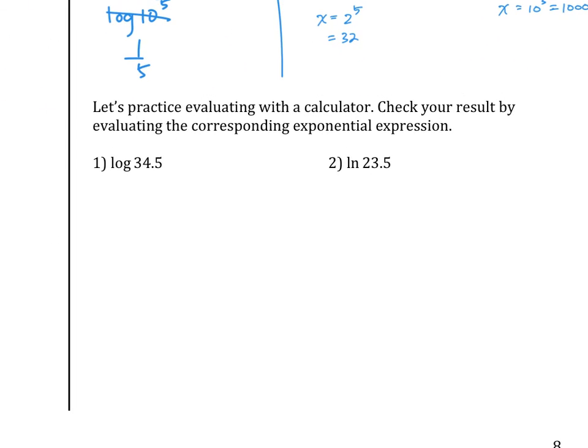All right, the last thing we're going to do is practice using the calculator, making sure we know how to find the log button and natural log button on the calculator. So log 34.5 is about 1.538, and natural log 23.5 is about 3.157.